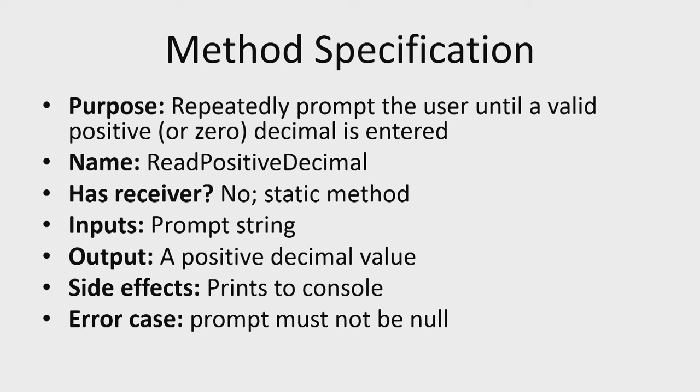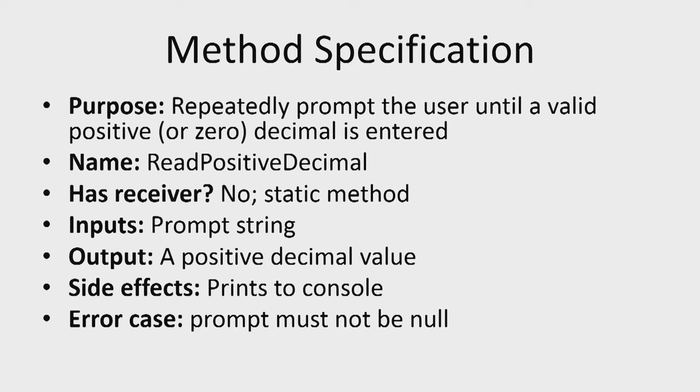What are we going to call this thing? We'll call it read positive decimal. Really, maybe we should call it read non-negative decimal, but I'm not going to stress the point. What's the input? The input is the string that we are going to write out to the user because we want to be able to say, enter your interest rate, enter your principal, enter your monthly payment. What are the outputs? They're a positive decimal value. What are the side effects? Well, this thing prints to the console and it reads from the standard input. All right, so we have a method specification.